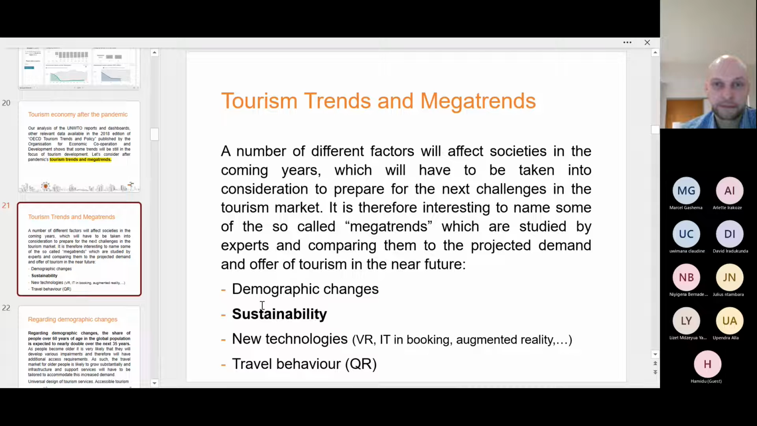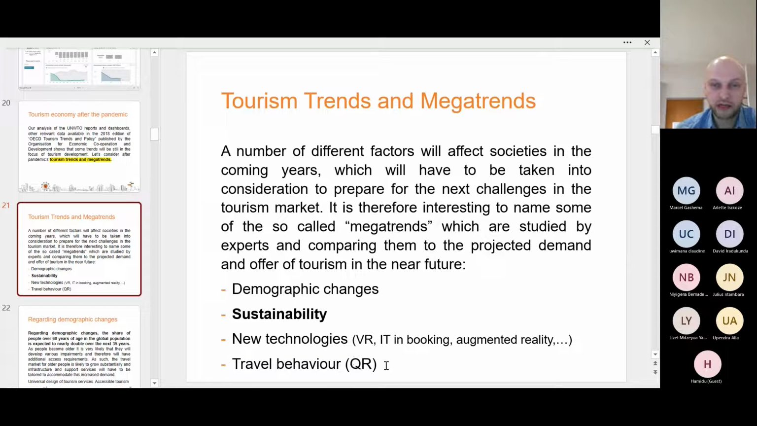So they are demographic changes, sustainability, the implementation of new technologies like VR or implementing of IT in booking accommodation or booking tickets, then augmented reality, and so on.